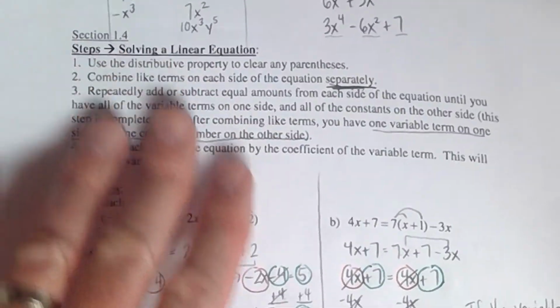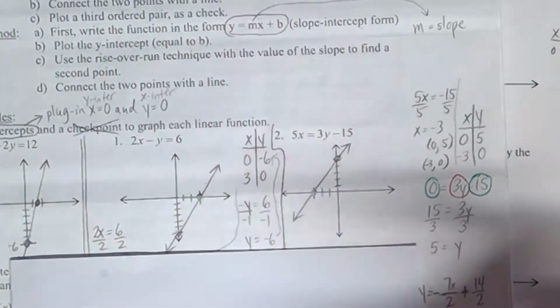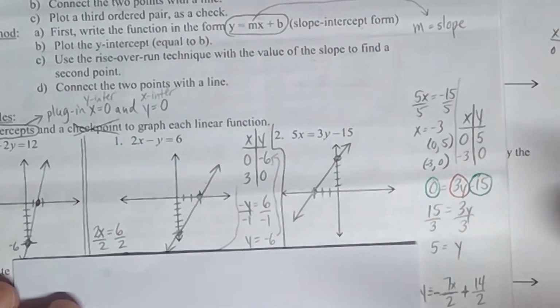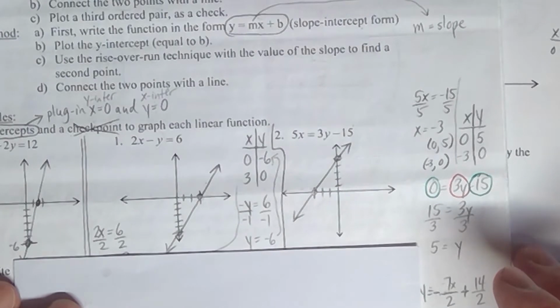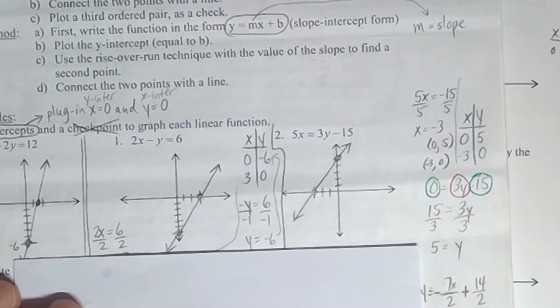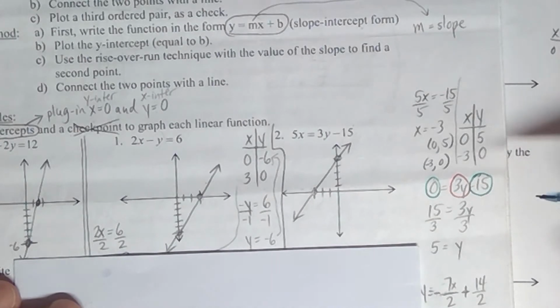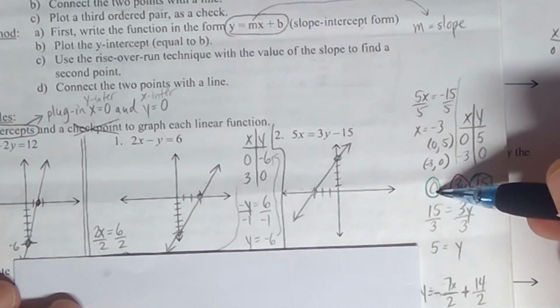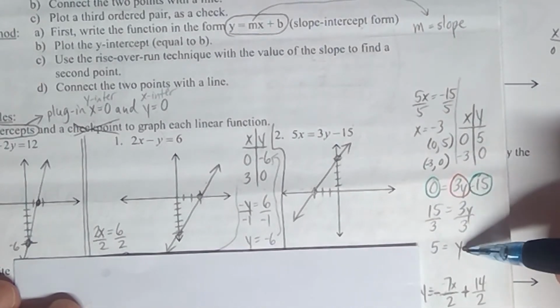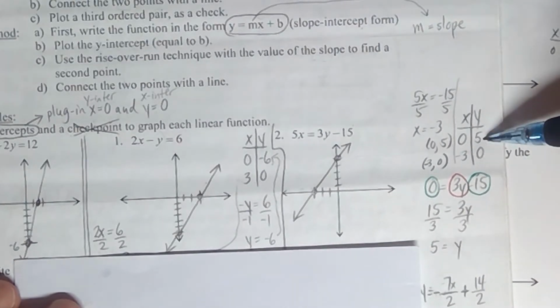So I'm going to do the same steps that I did in 1.4 after I plug in that 0, because you now have a one variable linear equation. A linear equation that now has only one variable left. And so I'm going to do the same steps. That means to add the 15 over with the 0, divide out the 3, and that's where the 5 comes from right here. Y equal to 5.